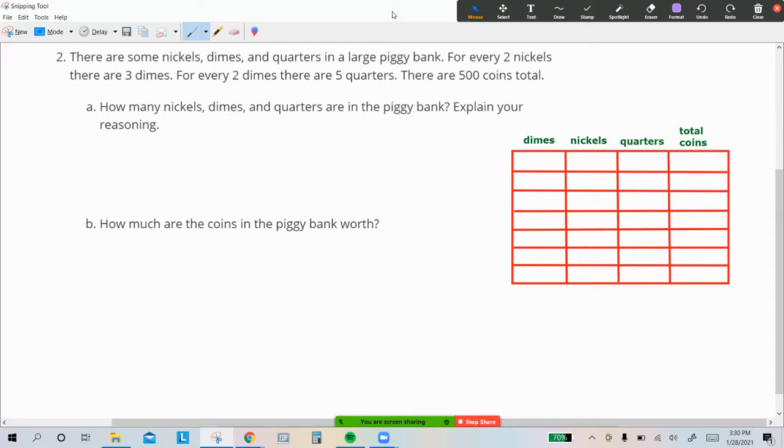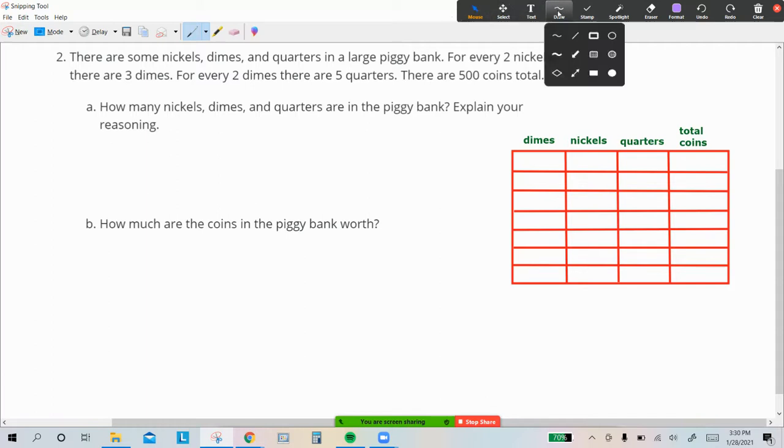Unit 2, Lesson 16, Practice Problems number 2. There are some nickels, dimes, and quarters in a large piggy bank. For every 2 nickels, there are 3 dimes. For every 2 dimes, there are 5 quarters. There are 500 coins total. How many nickels, dimes, and quarters are in the piggy bank?